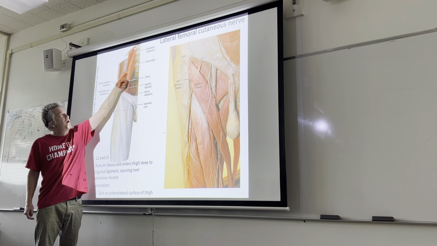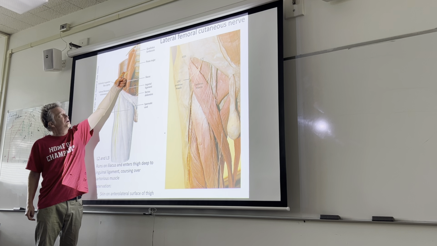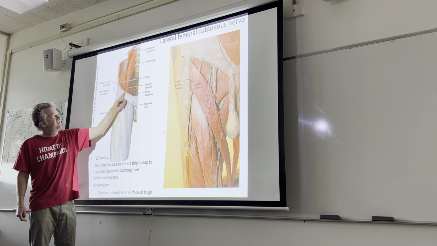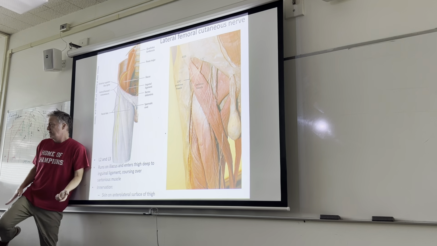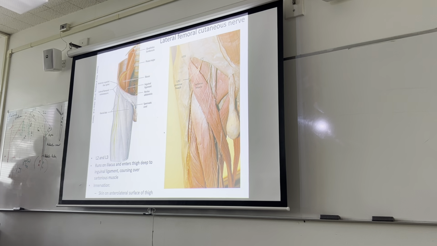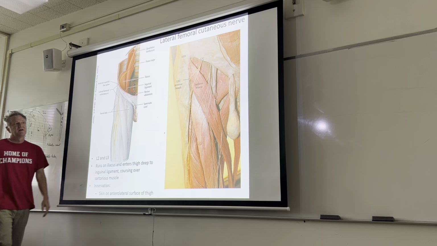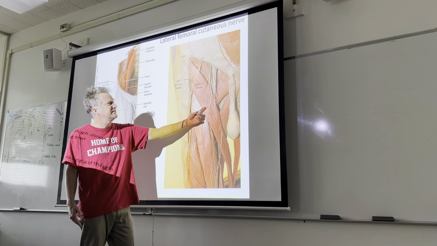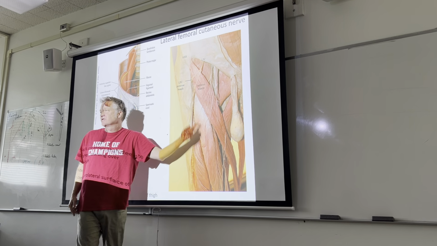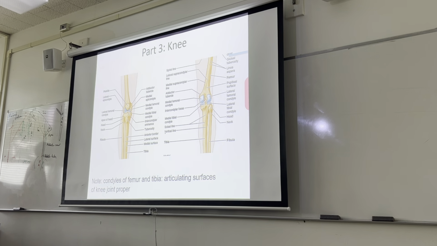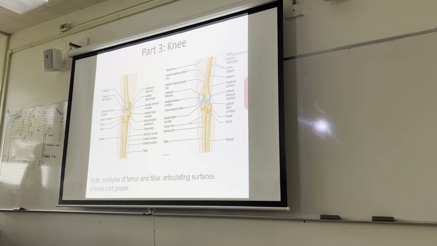So lateral femoral cutaneous is below the iliac crest, traveling over iliacus, under the inguinal ligament, sensory, lateral aspect of the thigh. We have it on one cadaver. You can see it on this plastinated specimen going over sartorius. Okay, knee. Any questions about that?